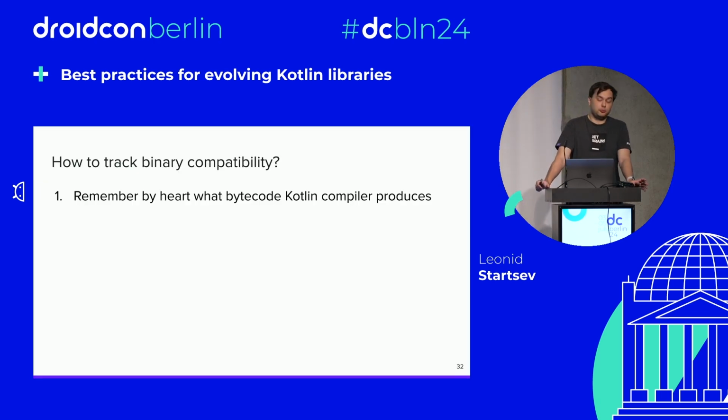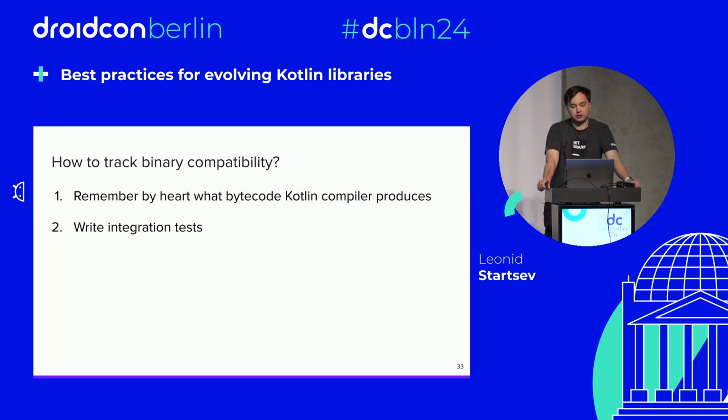Well, there are several methods to it. So first one is to remember by heart what bytecode the Kotlin compiler produces. This is probably a good solution for compiler engineers, but not so good for other people. So you can, of course, write integration tests. It is an adequate solution, but it consumes some time to write this setup with transitive dependencies, and it will also consume your CI time, and you have to spend some time on supporting it. So it's quite expensive in terms of developer time and machine time.